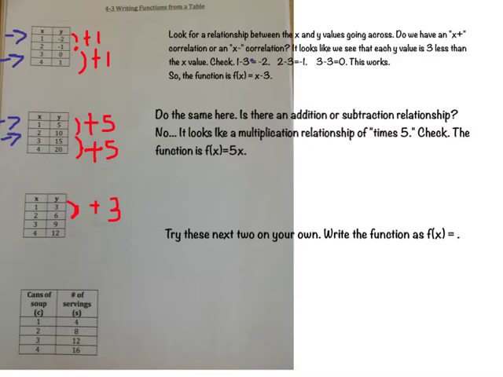Try these next two on your own. I wrote down the pattern here. We've got a +1 on the x's and a +3 on the y values. So let's see what we have for our relationship. Look across. Is there an adding or subtracting relationship? Now try multiplying. Write your function as f of x equals.